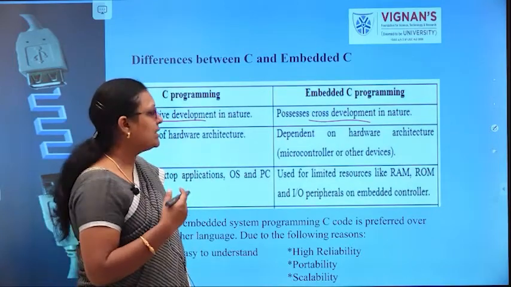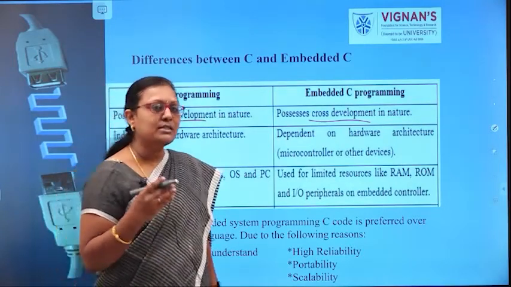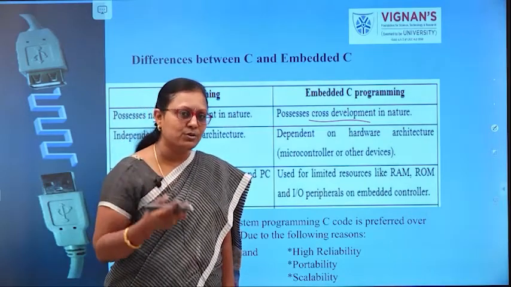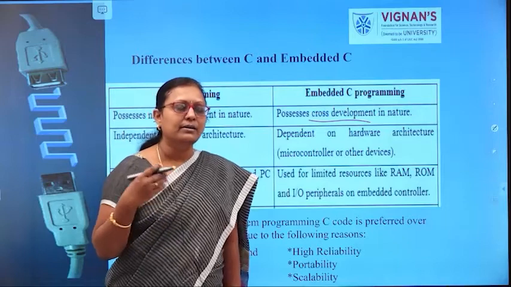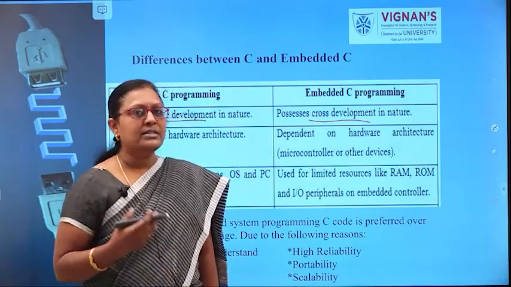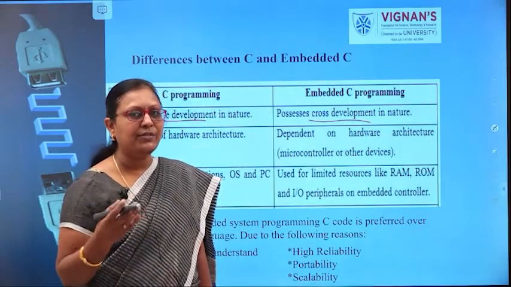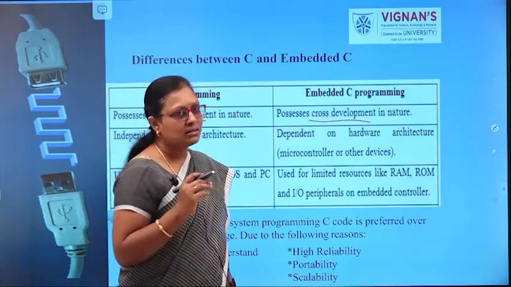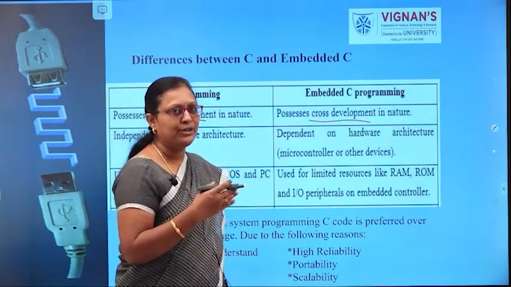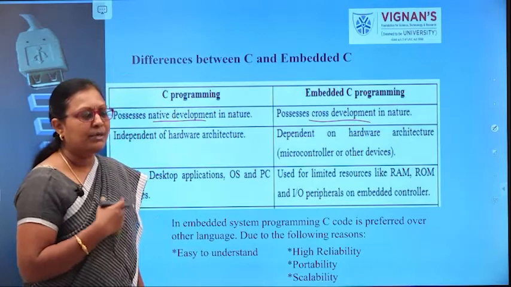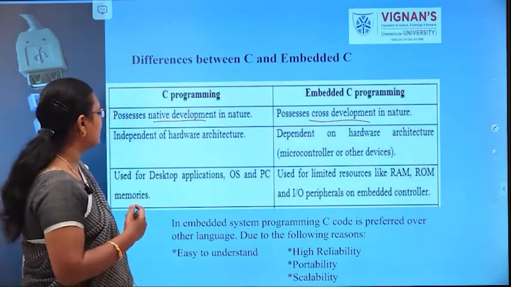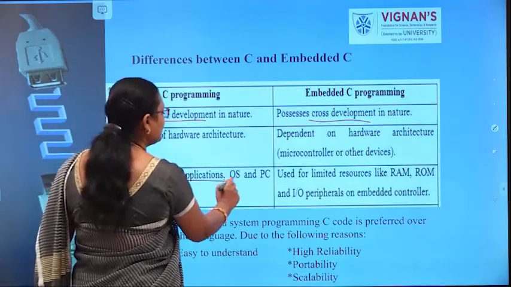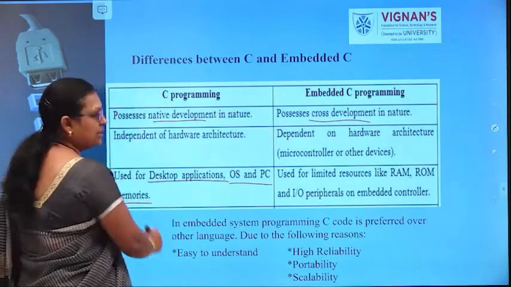So here we are using microcontrollers, right? So we are supposed to consider the microcontroller pins, its registers, its register values, its addressing modes, its instruction sets, everything while we are programming in C. That is the difference between normal C programming language and the embedded C programming language. And here we are using C programming for desktop applications, OS and PC memories.